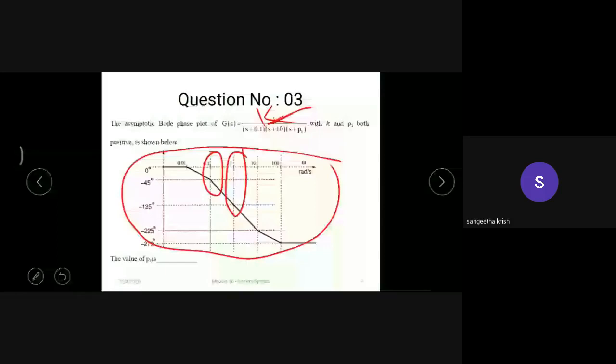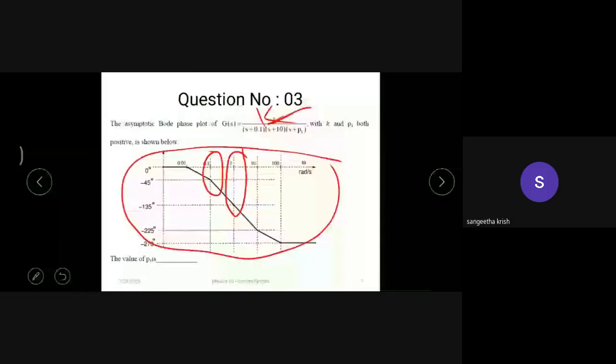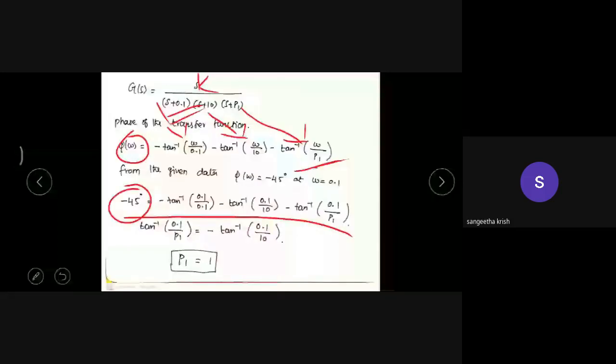Now take omega equal to 0.1 and substitute here. At omega equal to 0.1, the angle is minus 45 degree. Substitute omega equal to 0.1 in all the terms and try to simplify, and we'll get the value of the pole. Here I am getting the pole equal to 1, that is p1 is equal to 1. So tan inverse of 0.1 by 0.1 is tan inverse of 1, and tan inverse of 1 is nothing but 45 degree. This minus 45 and this minus 45 cancel, then there are only two more terms that we will equate.